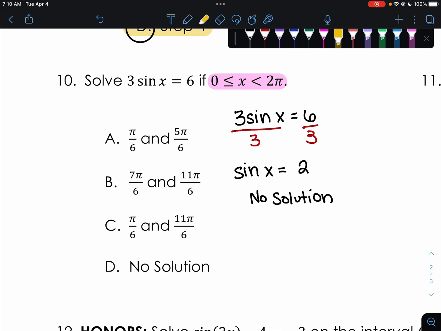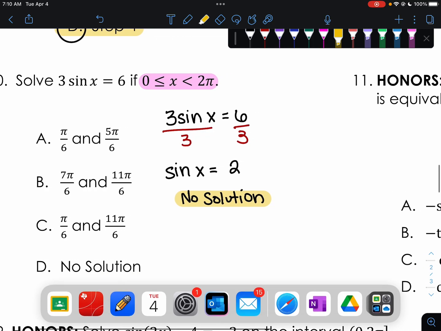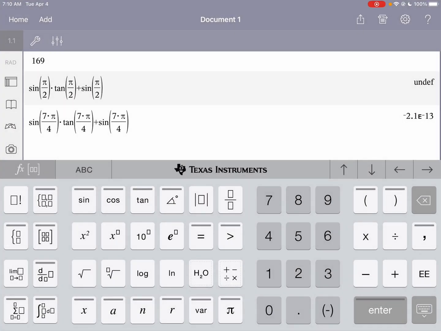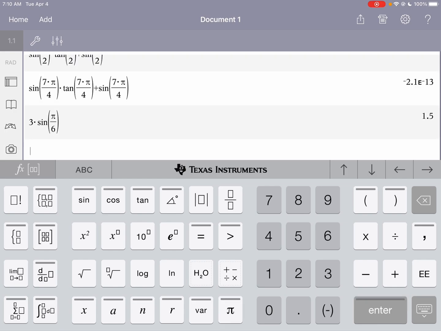So when you plug in your answers, it should not ever give you 6. So we go to our answers. Let me switch over to the calculator. Again, we're in radian mode. So I'm just going to plug in the first answer choice. So we have 3 times sine of pi over 6. I get 1.5. That doesn't work, so A is automatically out.